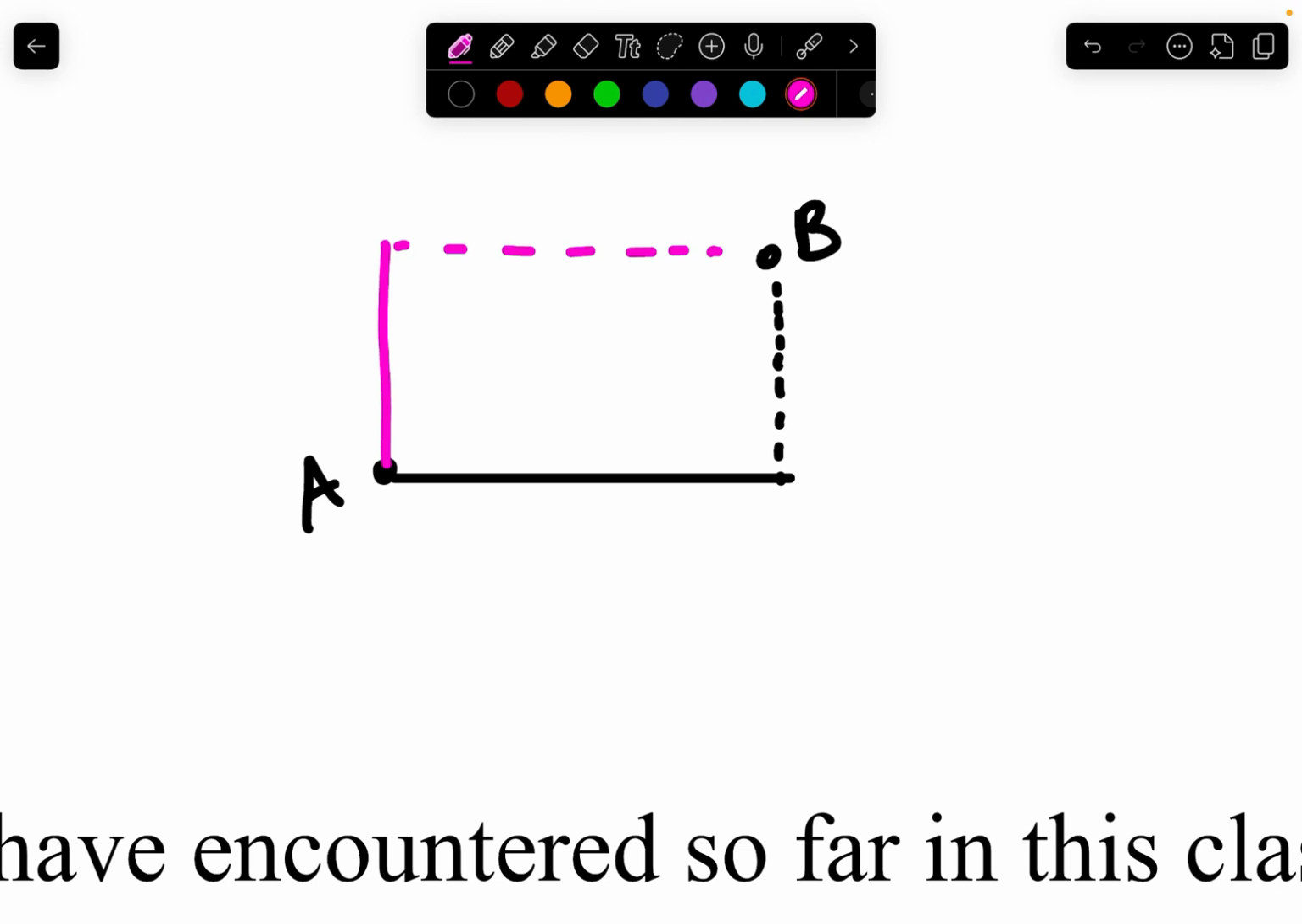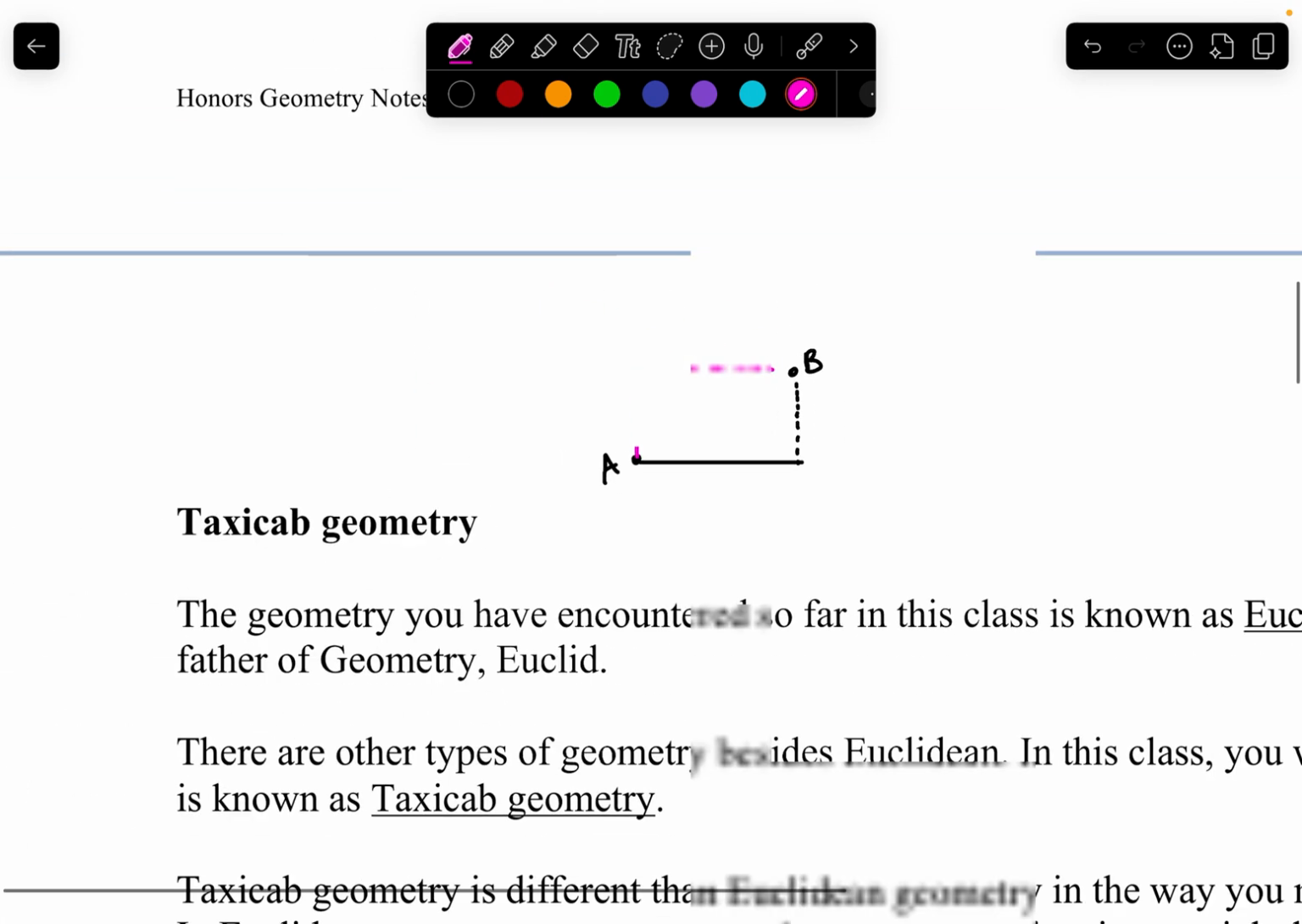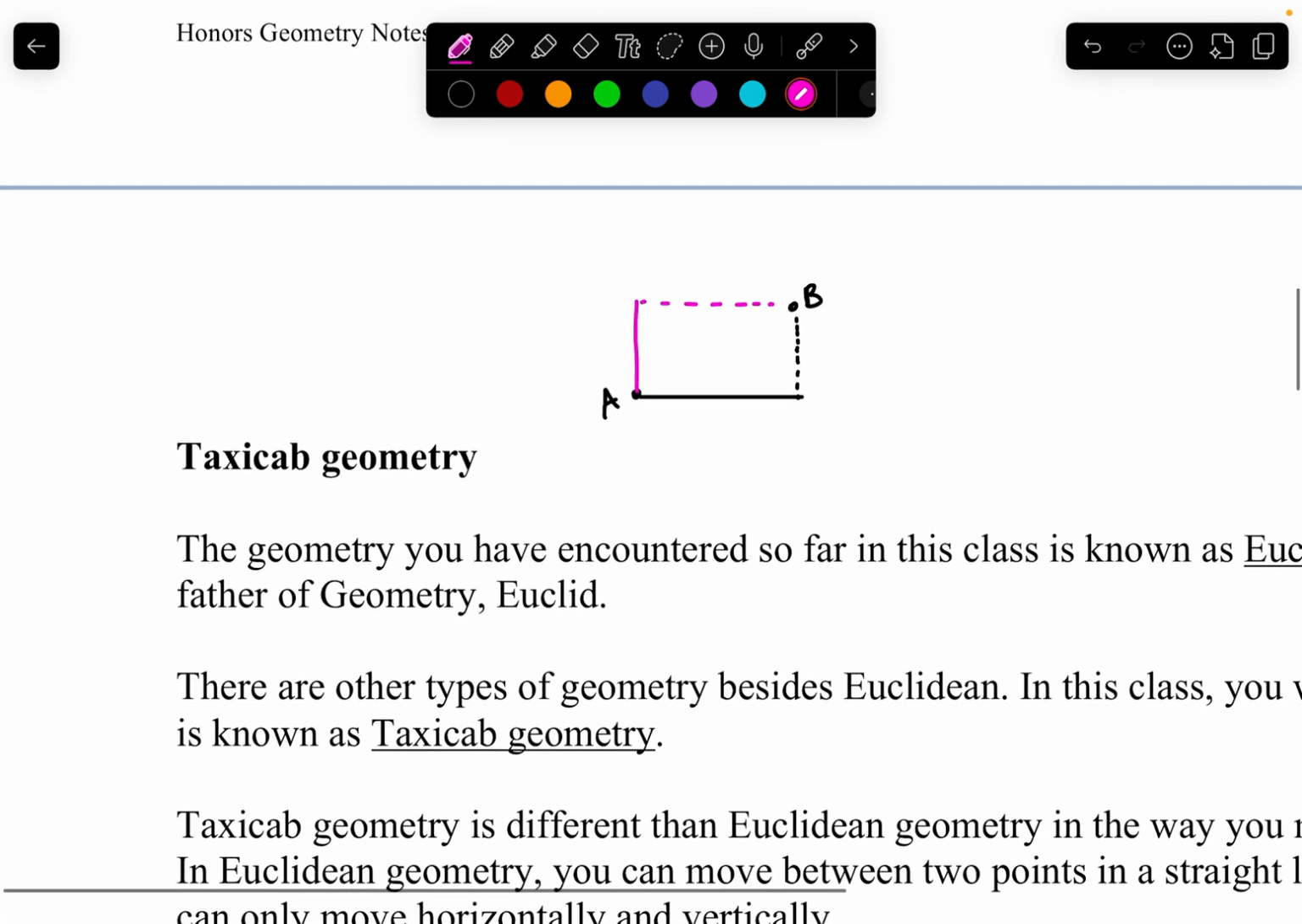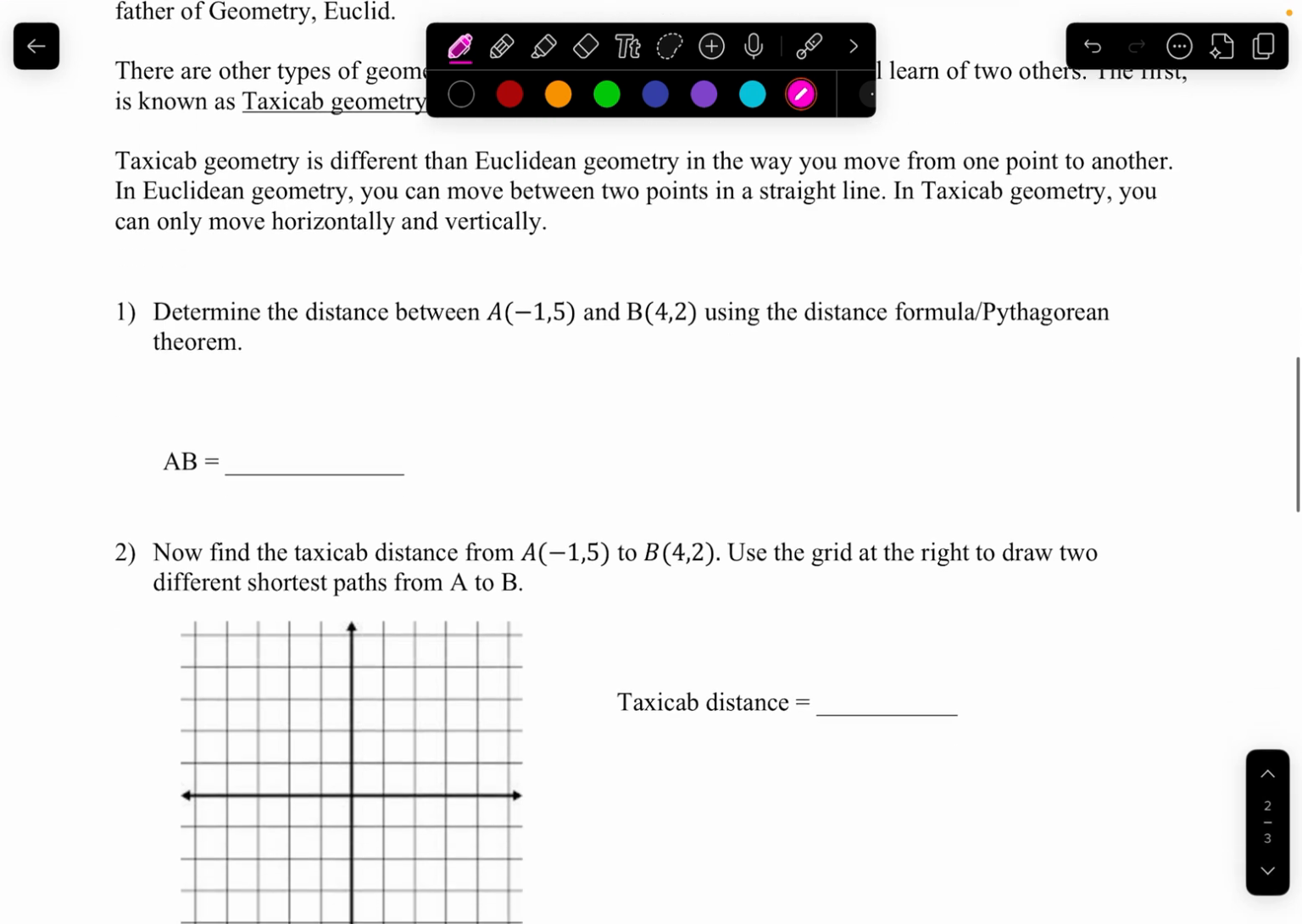Yes, you have some diagonal streets, but we're not going to focus on that, okay? You can only move across the streets. You can't drive a car diagonally across a park, okay? So that is the main difference between taxicab geometry and Euclidean geometry. You have to move horizontally and vertically in taxicab geometry, okay?